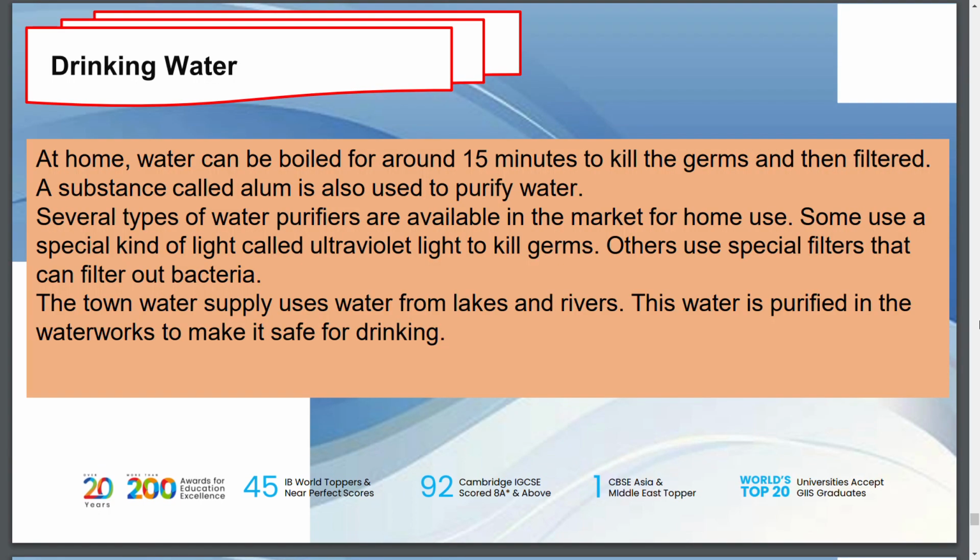Now, drinking water. At home, water can be boiled for around 15 to 20 minutes to kill the germs, right? Then we filter it. A substance called alum is also used to purify water. Several water purifiers are available in the market for home use. Some use a special kind of light called ultraviolet light to kill germs. Others use a special filter that can filter out bacteria.